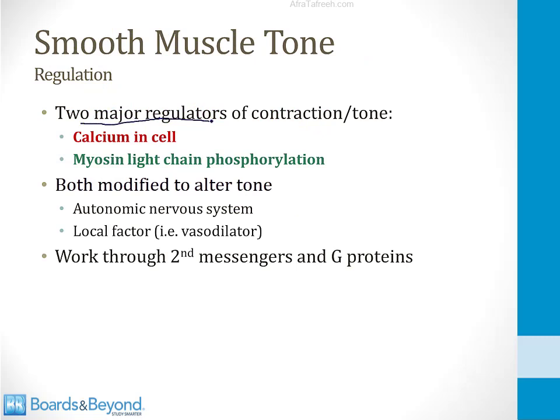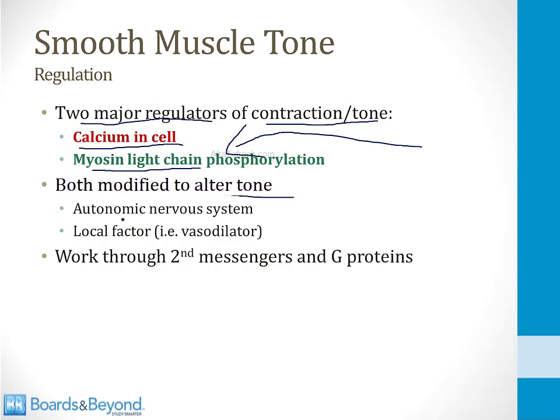There are two major regulators of the amount of contraction or tone in smooth muscle, and we've already talked about both of these things. That's the amount of calcium in the cell and the degree of phosphorylation of myosin light chain. And if you remember these two facts, it is very high yield. You can answer lots of board questions just by knowing these two elements that change smooth muscle tone. Now both of these things, the amount of calcium in the cell and the degree of phosphorylation, can be modified by various factors to alter smooth muscle tone.